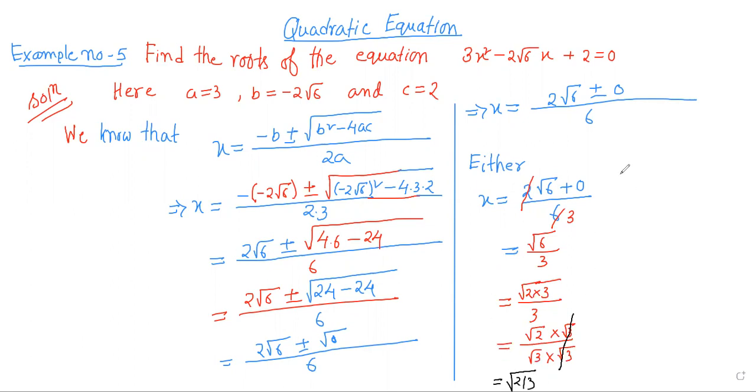Another value will be the same, or x is equal to 2 root over 6 minus 0. This will be the same as 2 root over 3. The roots will be the same. Why will the roots be the same? I'll tell you later. So now 2 root over 6 minus 0, that means 2 root over 6 by 6. If you simplify it, we will get 2 by 3, like this one. Why are the roots the same?